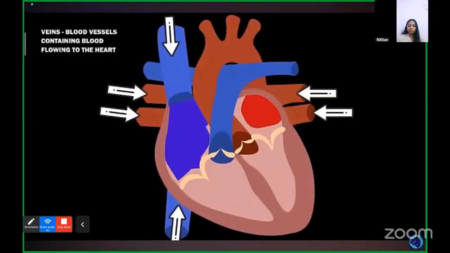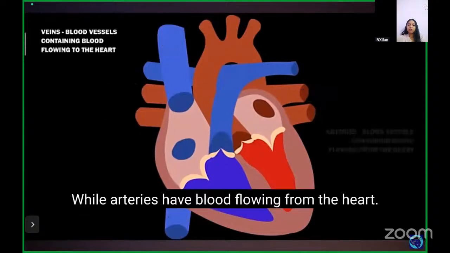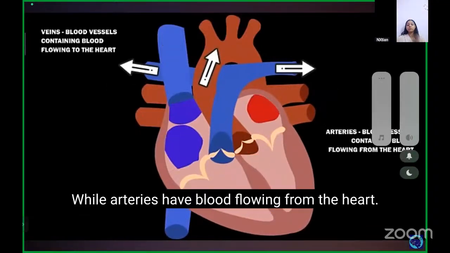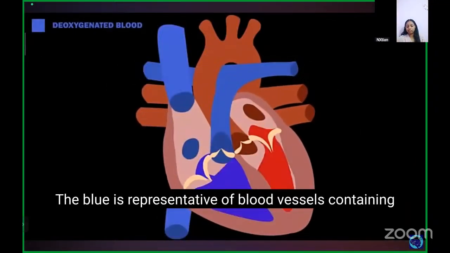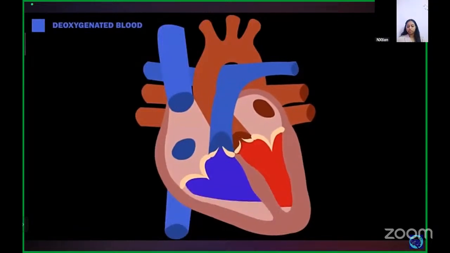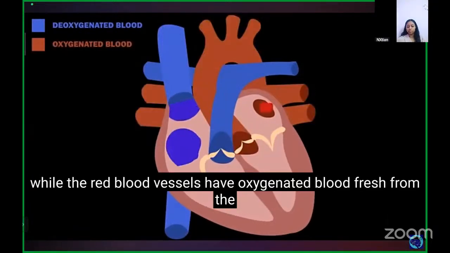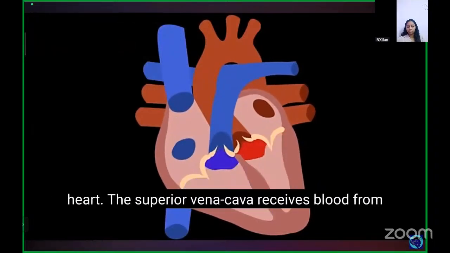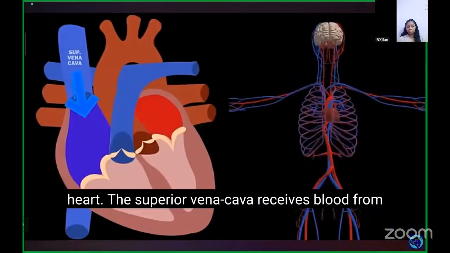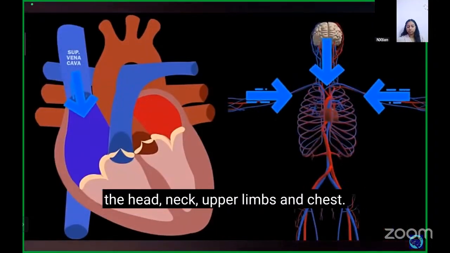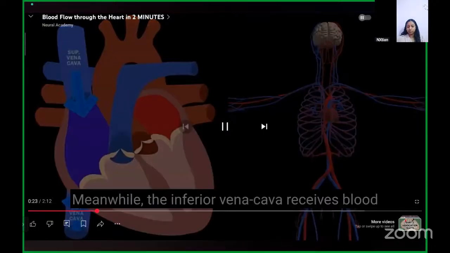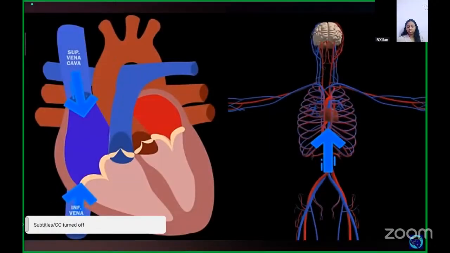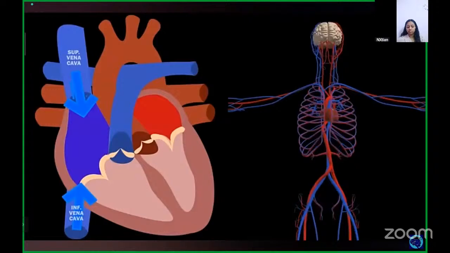Veins are blood vessels containing blood flowing to the heart, while arteries have blood flowing from the heart. The blue is representative of blood vessels containing deoxygenated blood, while the red blood vessels have oxygenated blood fresh from the lungs. Now, let's follow the path of the blood through the heart. The superior vena cava receives blood from the head, neck, upper limbs, and chest. Meanwhile, the inferior vena cava receives blood from the trunk, viscera, and lower limbs. Both the superior and inferior vena cava end up in the right atrium, one of the four chambers of the heart.